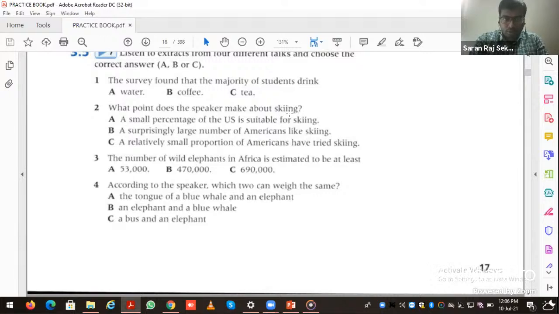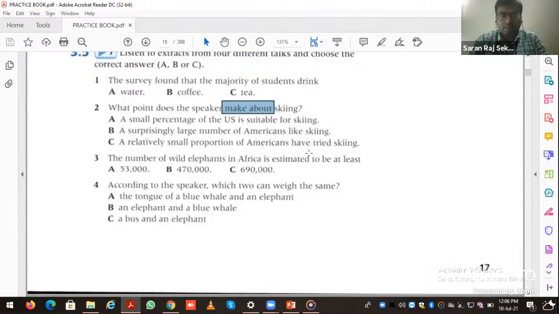So when you look at all the three options, you can see skiing. Skiing is a common word which is mentioned, and also Americans. So we have to ignore these words. And let us see what the question is. What point does the speaker make about skiing? He's going to say some information regarding skiing, which we have to find out. And if you see the options, small percentage is suitable, surprisingly large number, and relatively small portion have tried. So these are our keywords.